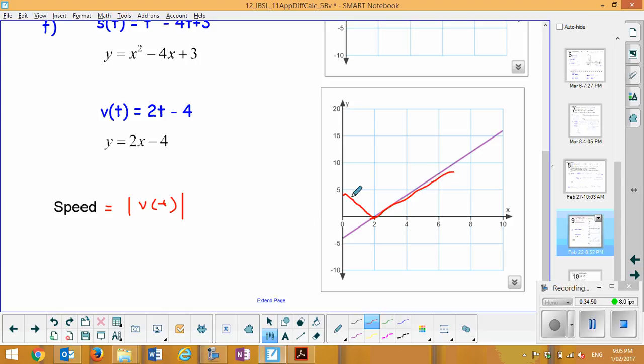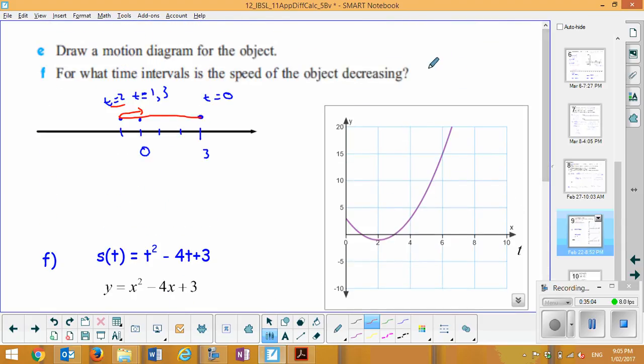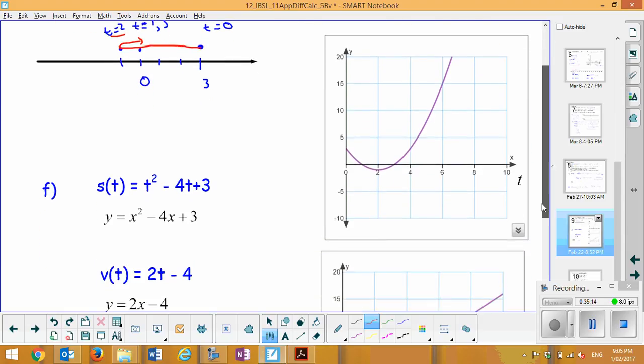So where is the speed decreasing? Where it's getting less. It's decreasing between 0 and 2. In all that region here, the speed is getting less. Now the speed is getting more. So from 0 less than or equal to t, less than or equal to 2. Make it equal to, as those are the endpoints of your interval.